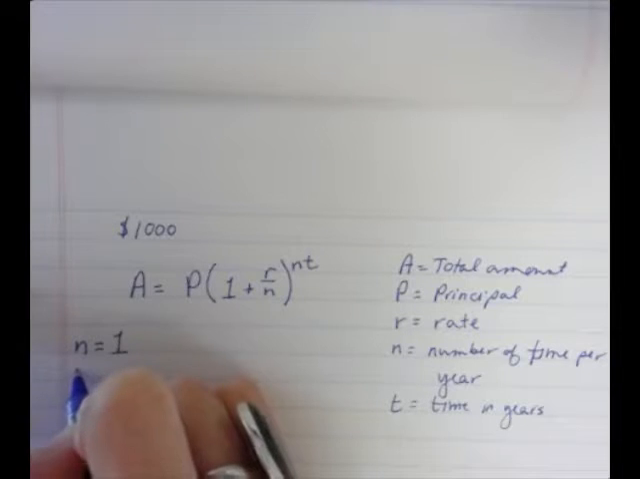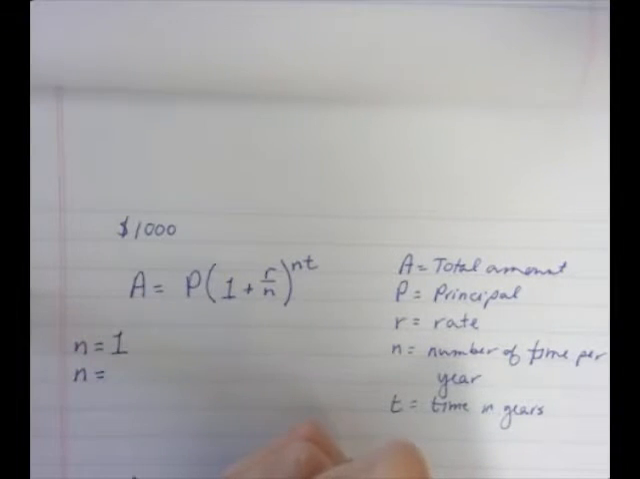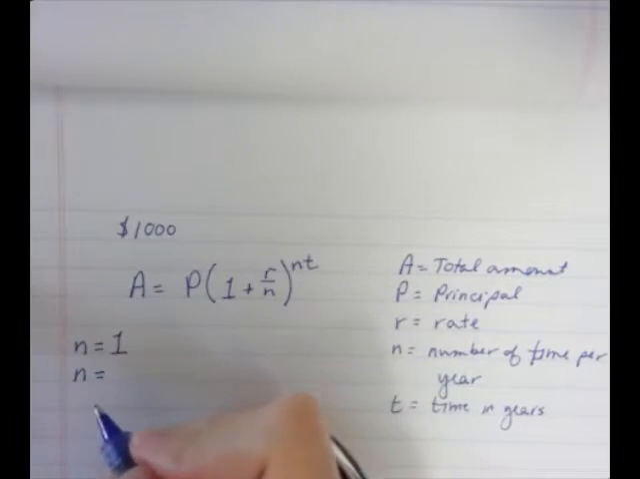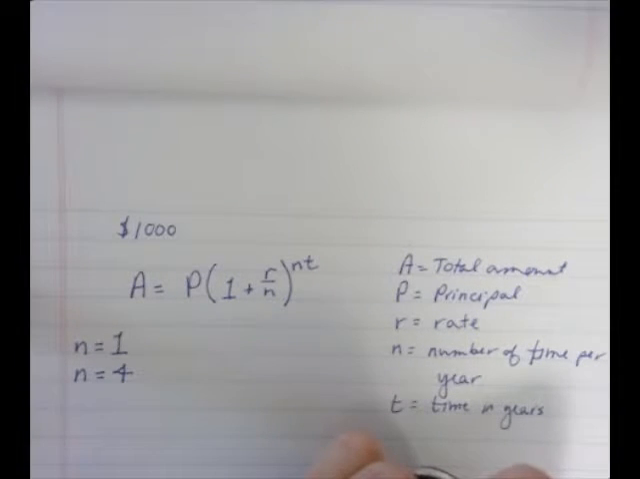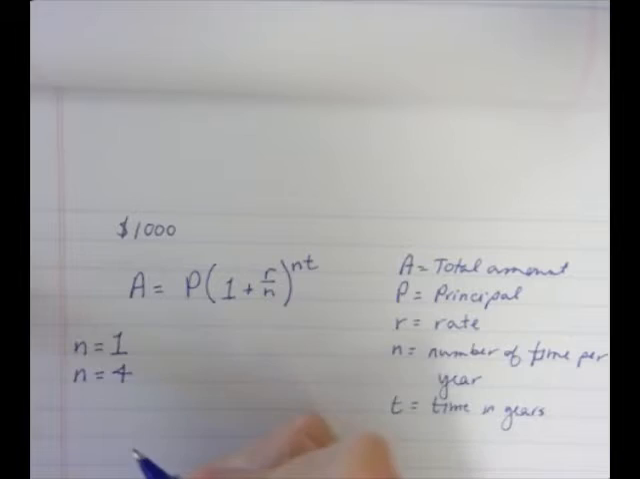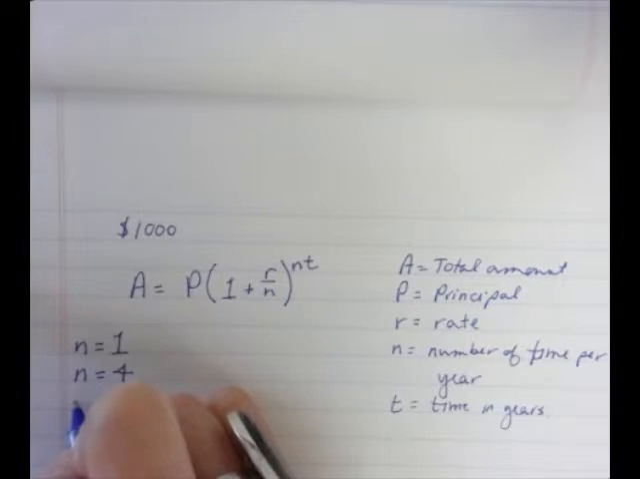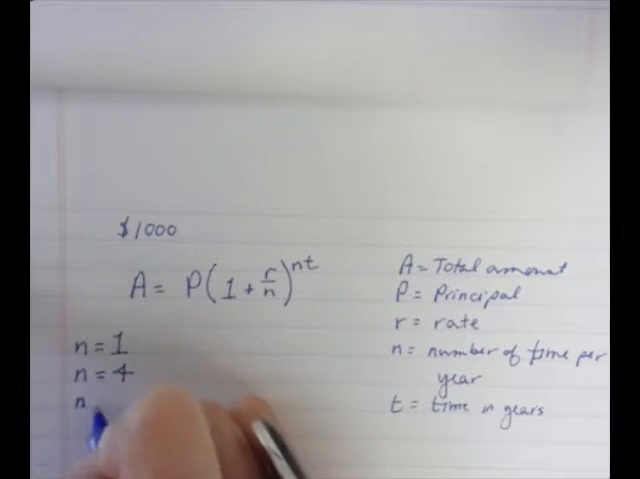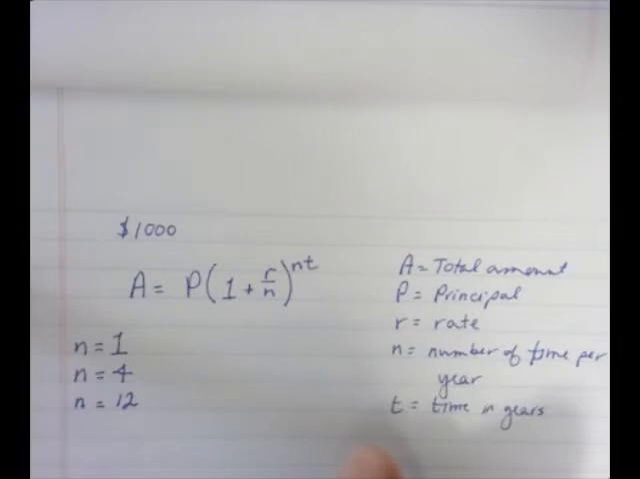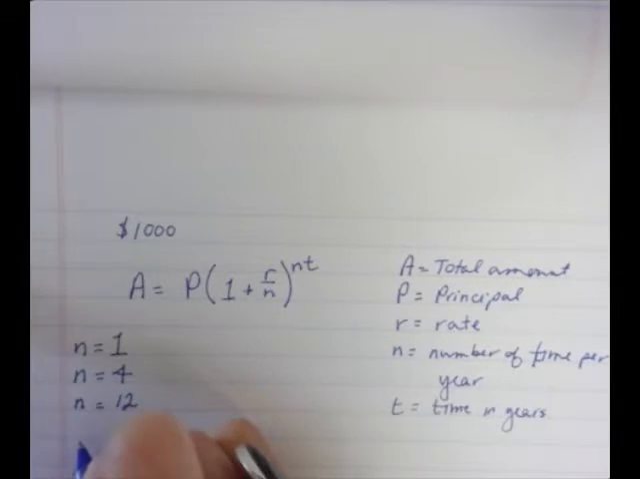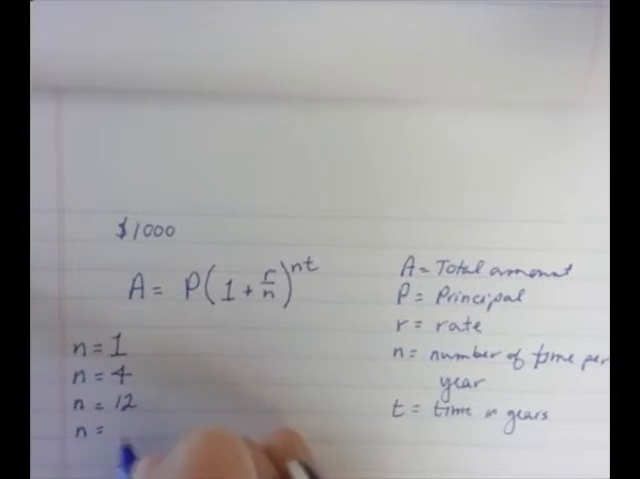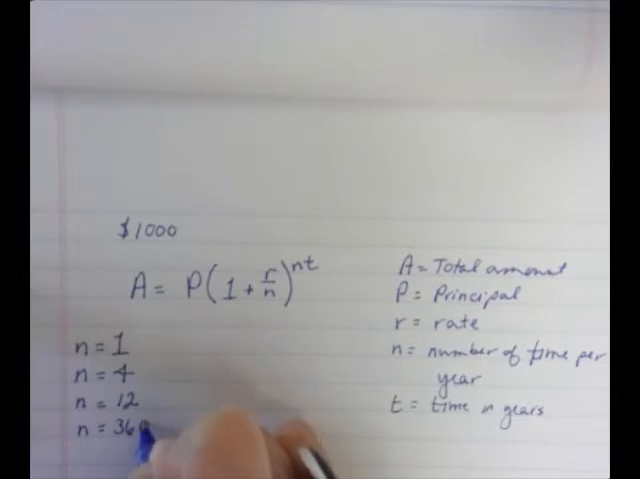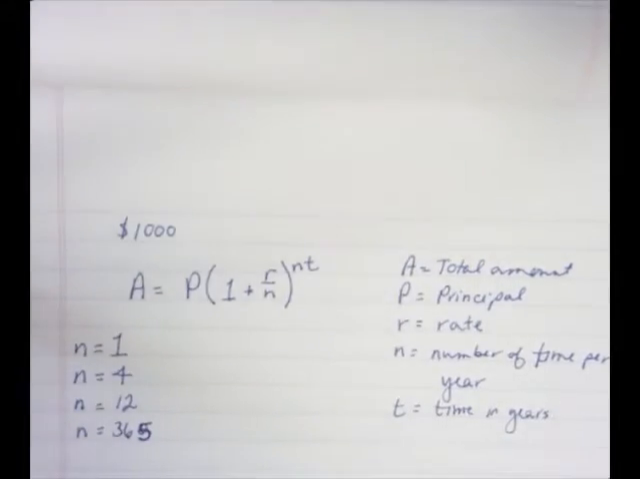But where you're really going to find it is something called compounded quarterly. Compounded quarterly means we're going to have 4 times a year that they compound this interest. If you can get it compounded monthly, then n is going to be 12. And then clearly, if you can get it compounded daily, which doesn't happen, but we'll just pretend it does, 365 would be your n.